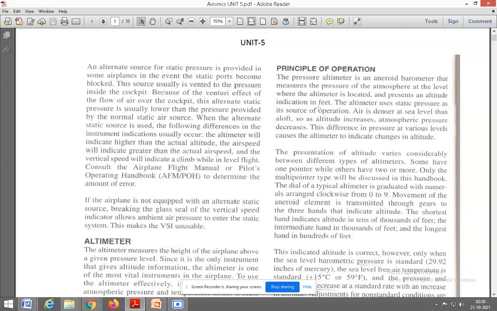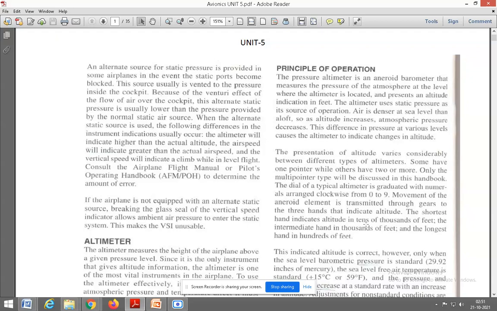So the presentation of altitude varies considerably between different types of altimeter. Some have one pointer while others have two or more. Only the multi-pointer type will be discussed in this handbook. So here we will be having the different altitude ranges. More than one pointer will be indicating the different altitude.